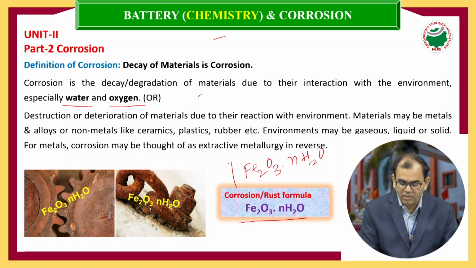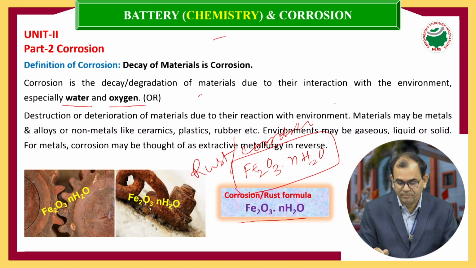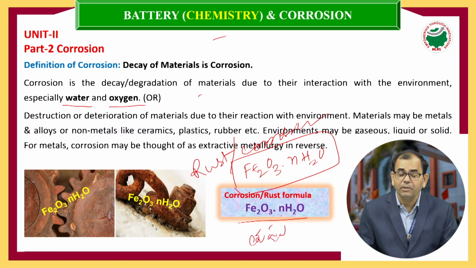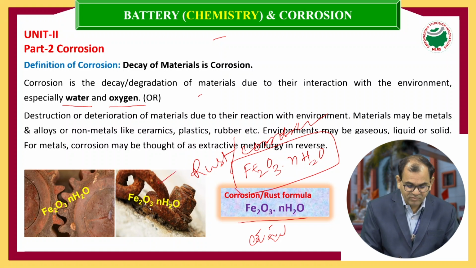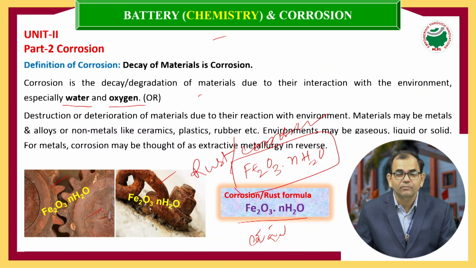Fe2O3·nH2O. This is the rust. Rust or corrosion. In Telugu we call it tuppu. So you can see pictures here: a chain, nut, bolt, gear, all these are corroded. Corroded means that after a few years or a few days, they will be damaged, and we have to replace them with new machinery.